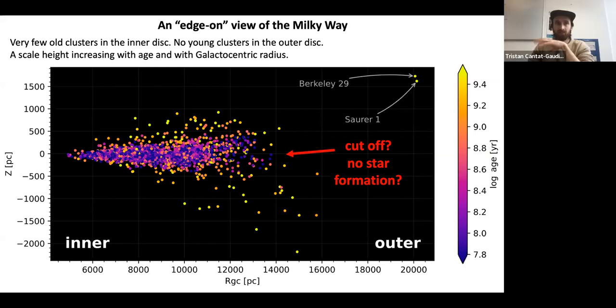I got disconnected for a few seconds, so maybe I missed your question. I will answer your question about the outer disk clusters. These two clusters, Berkeley 29 and Saurer 1, were discovered, I think, by chance because they stand out, but they are clearly visible with Gaia DR3 and EDR3. We know they exist, so it's easier to spot them, but if we can see those, then probably if there are others more nearby, we would see them too.